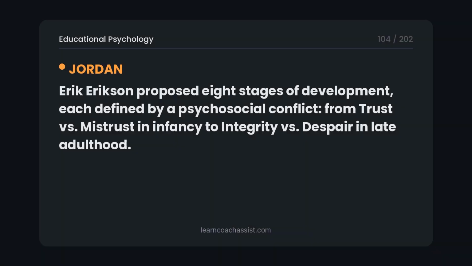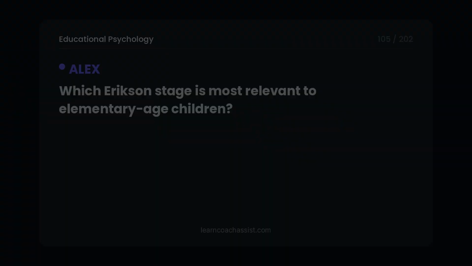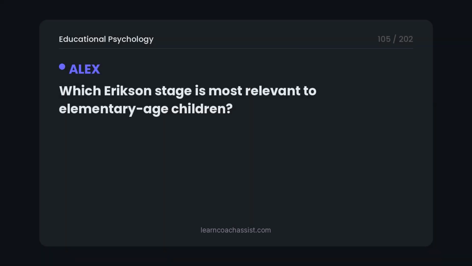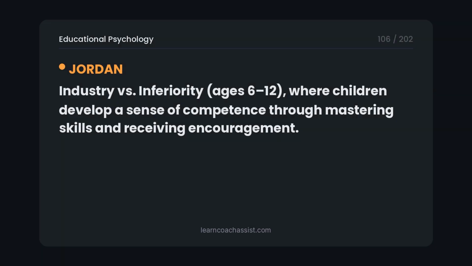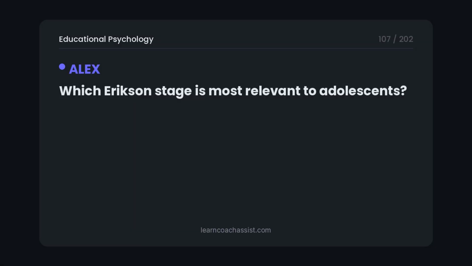Erik Erikson proposed 8 stages of development, each defined by a psychosocial conflict, from trust versus mistrust in infancy to integrity versus despair in late adulthood. Which Erikson stage is most relevant to elementary-age children? Industry versus inferiority, ages 6 to 12, where children develop a sense of competence through mastering skills and receiving encouragement. Which Erikson stage is most relevant to adolescence?